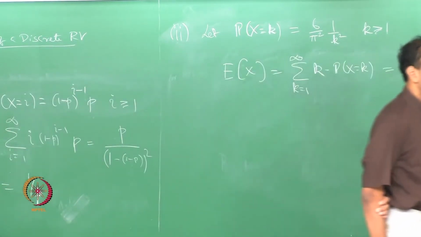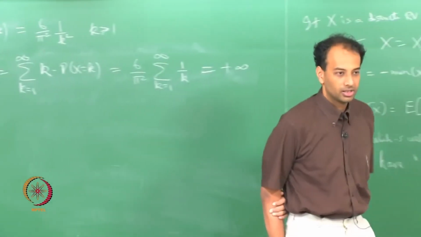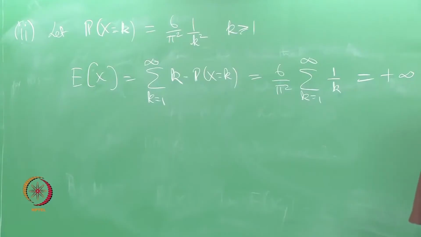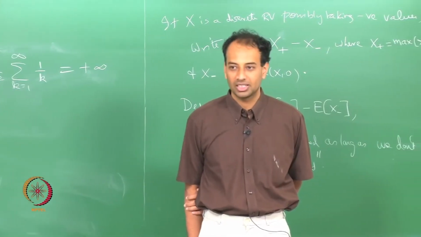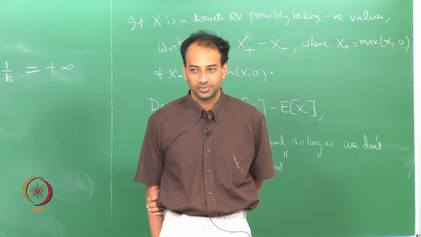So, this here is an example of a random variable with mean equal to infinity. It is well defined, okay. The mean is plus infinity; the expectation of X is plus infinity, okay.